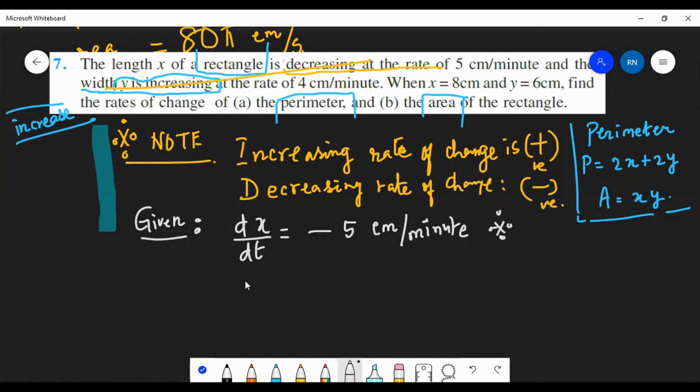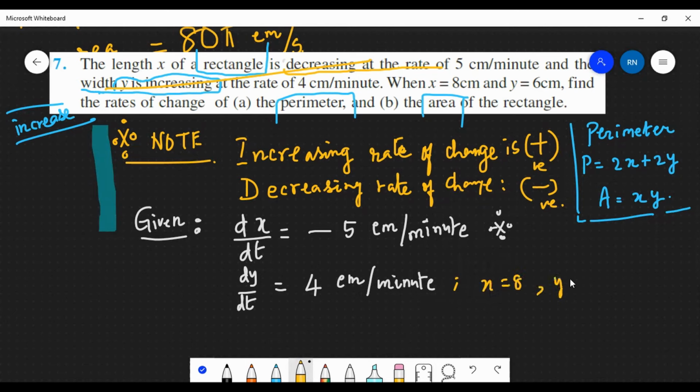Increasing and decreasing. Similarly, what else is given? Width is increasing only. So dy by dt is positive 4 only, 4 centimeter per minute. With respect to time, they have given per minute. So note that also. And of course, the given values of x and y are 8 and 6.